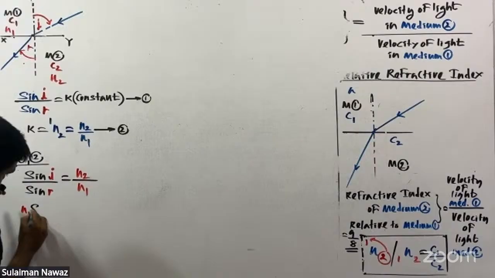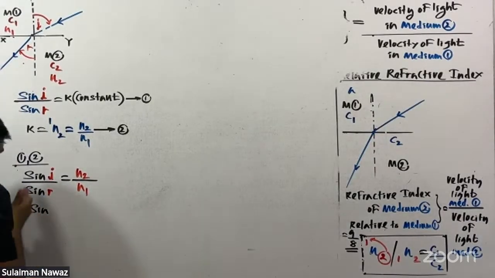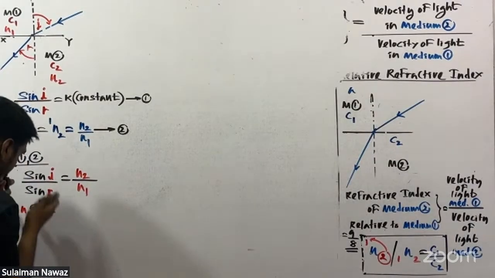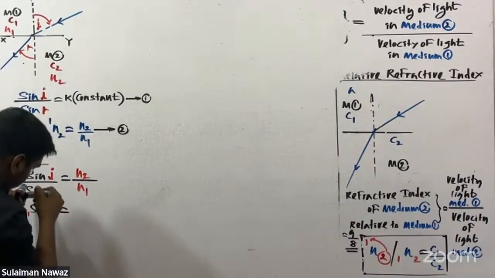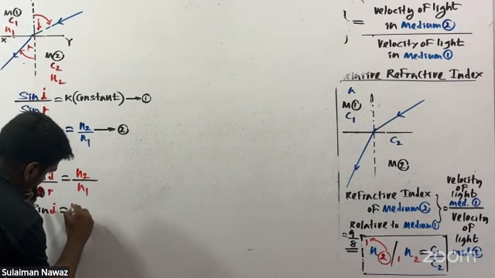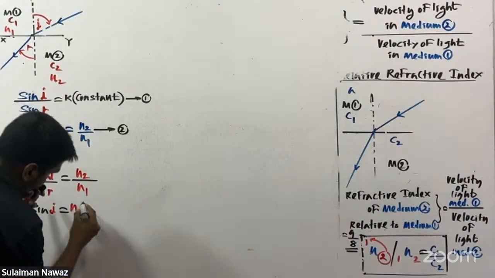Snell's law means mainly we are writing this equation: n1 into sin I must always equal n2 into sin R. This is the most popular equation in refraction. Then the next popular equation in refraction is the lens equation.